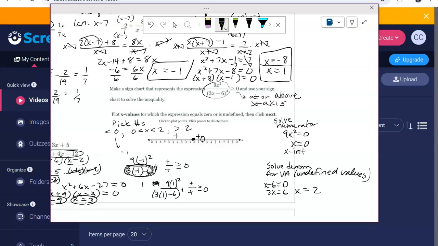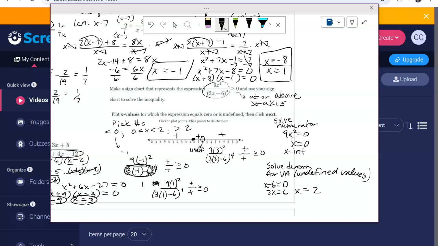And then lastly, I'll pick a number like 3. It doesn't matter what it actually equals. I just want to see, is it going to be positive or negative? This will definitely be positive. This is 9 minus 6 to the 4th power, which will be positive. This is also going to be greater than or equal to 0. All of this stays above or on the x-axis. The only place it doesn't is this undefined value of 2.